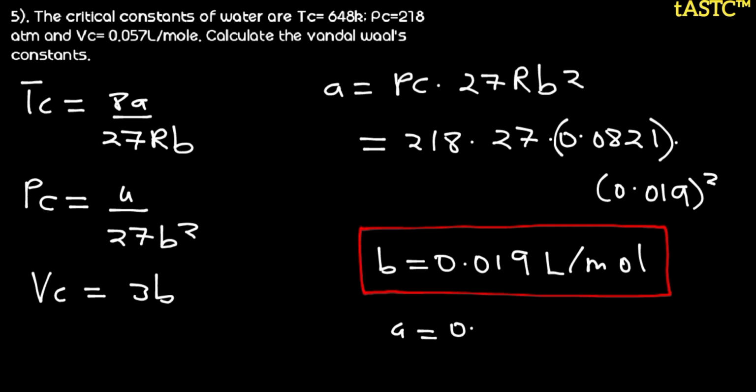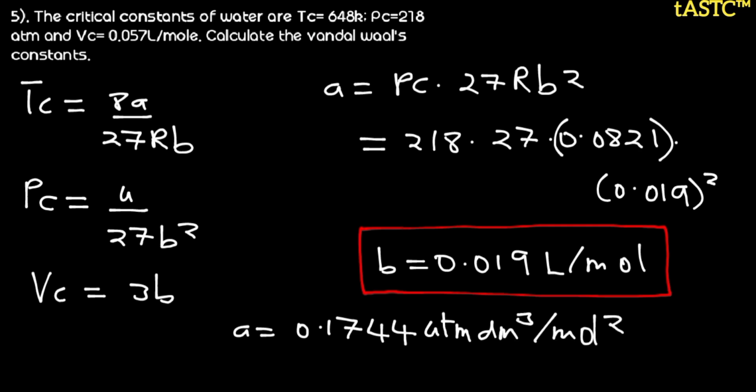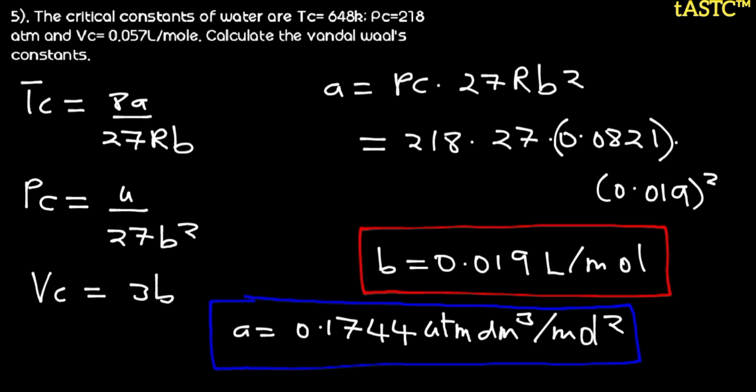So I need to rewrite it. So that is 0.1744. So what is going to be the unit? The unit is actually so long, I need to wipe it and rewrite it. So this is 0.1744, and we're actually going to have it as atm, and this will be dm to the third, and we have a mole squared. So that is the answer for the two constants. This will be the answer to the question.